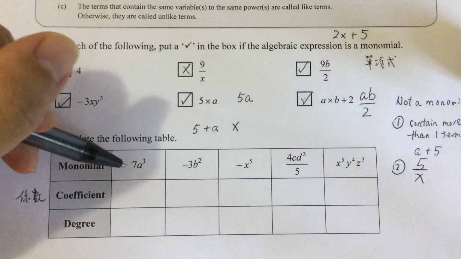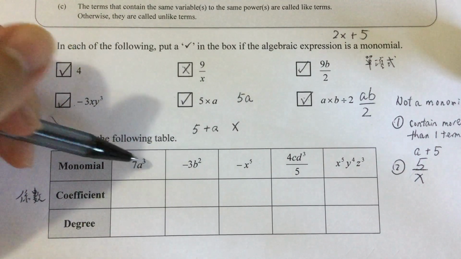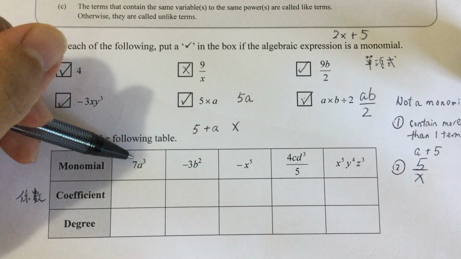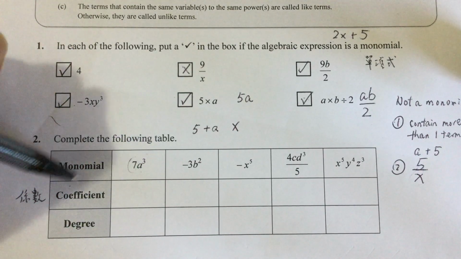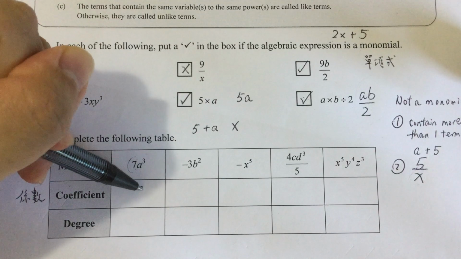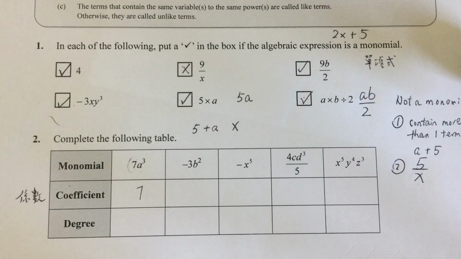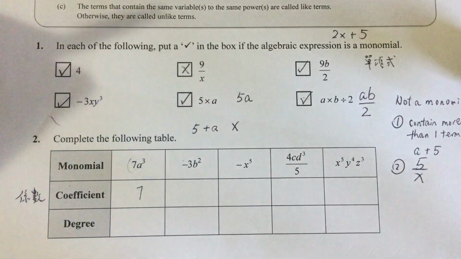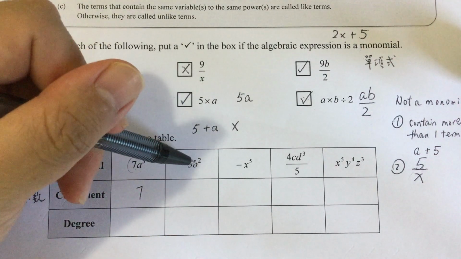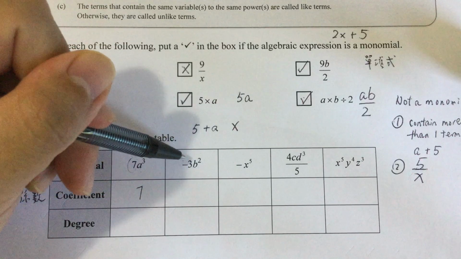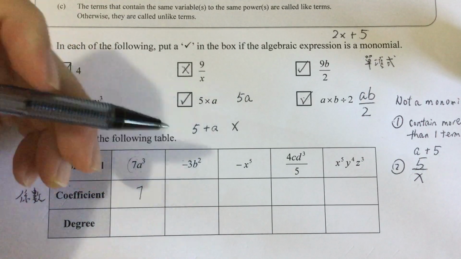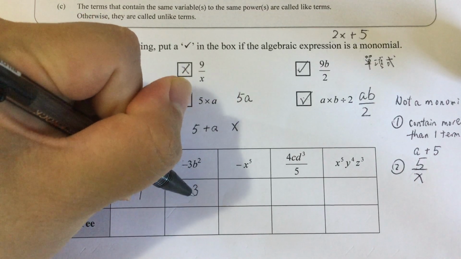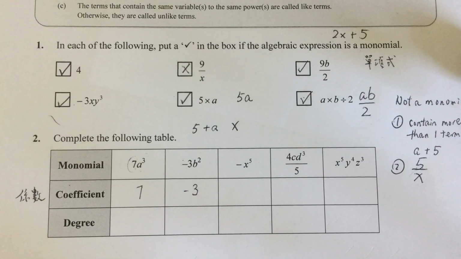So let's look at this one by one. For 7a cubed, a cubed is the unknown. So you will see the number attached to it is 7. So the coefficient of this one is 7. Okay, this is a number, so we'll just write down the number here. And the next one, once again, this one is the unknown, and the number which is not unknown is -3. So this time we will say -3 here. We just write down this number.